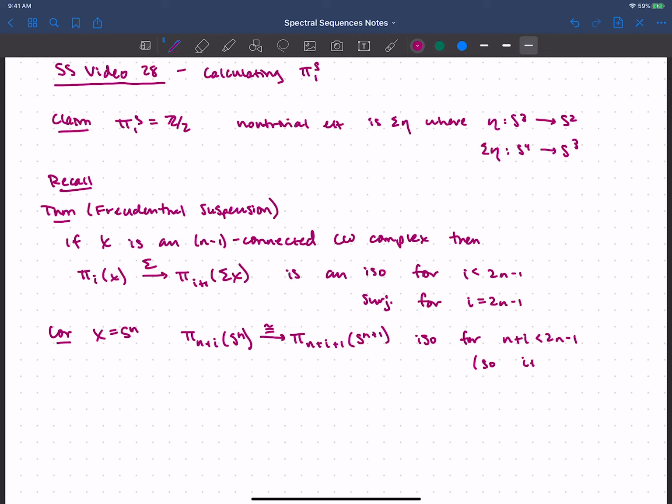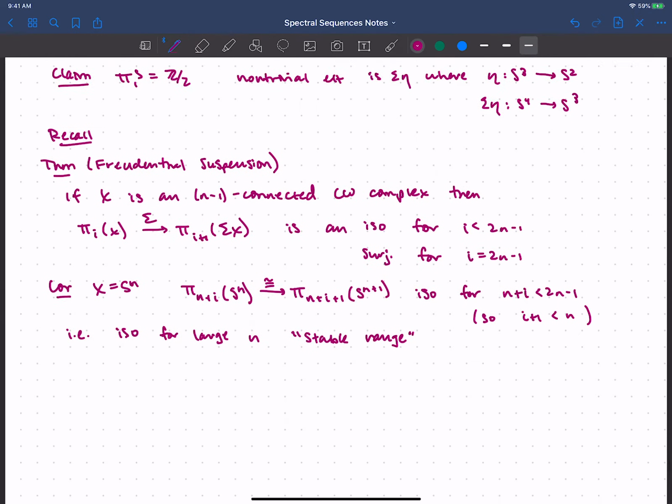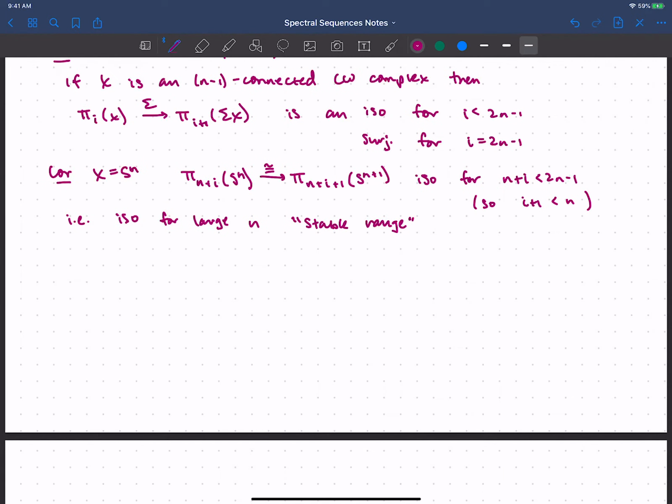And so if i plus 1 is less than n, just subtracting the n from both sides, moving the 1 over. Okay, and so that tells us that if we fix some i that we're interested in, we can take n large enough that we're in this stable range. So this is an isomorphism for large n. And once we get to this isomorphism, we call this the stable range. Okay, and then that stable value is our stable stem.